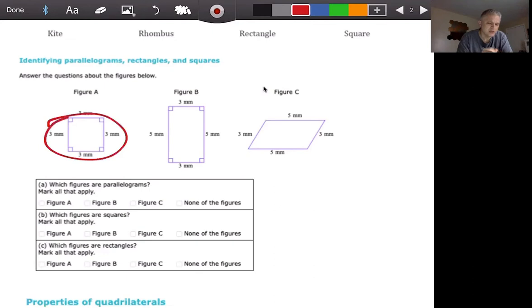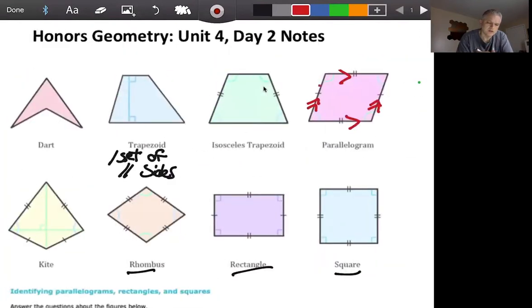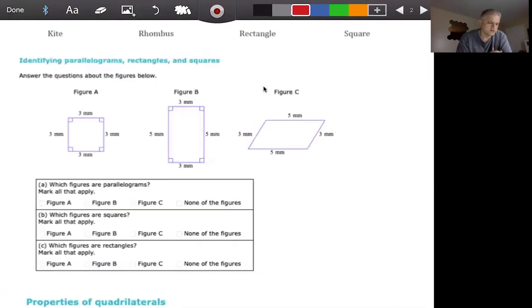I don't see any parallel arrows anywhere. So I'm not going to assume that we have 2 sets of opposite parallel sides. But what I will look at is the fact that they gave me measurements. Okay? So if you look up the page here, notice that opposite sides are congruent to each other. Okay? These sides are congruent. So figure A, are those congruent? Yes. Are those congruent? Yes. You have 2 sets of opposite sides congruent. That is a parallelogram.